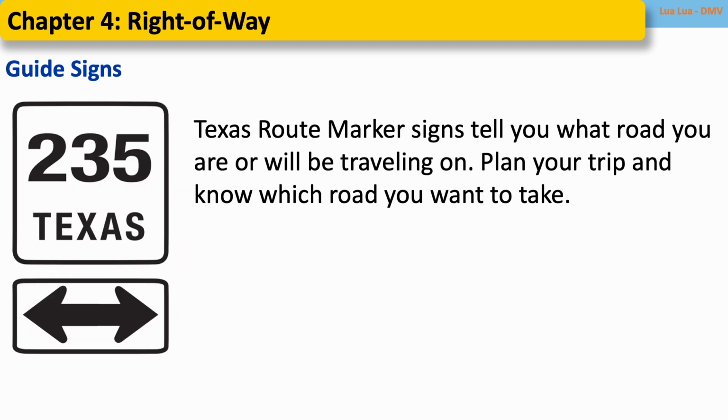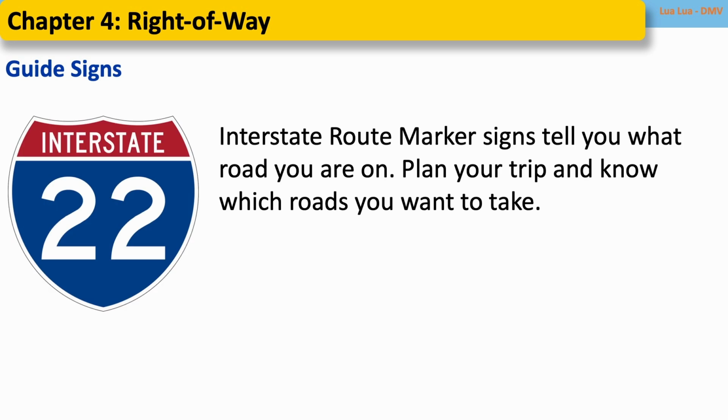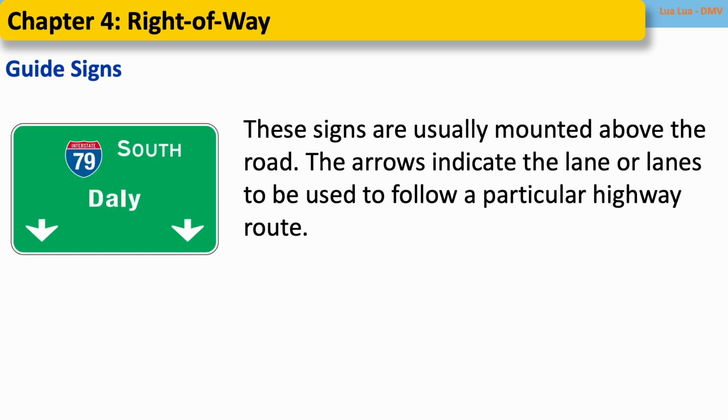Texas route marker signs tell you what road you are or will be traveling on. Plan your trip and know which road you want to take. Interstate route marker signs tell you what road you are on. Plan your trip and know which roads you want to take. These signs are usually mounted above the road. The arrows indicate the lane or lanes to be used to follow a particular highway route.